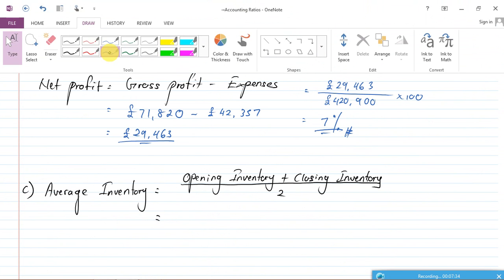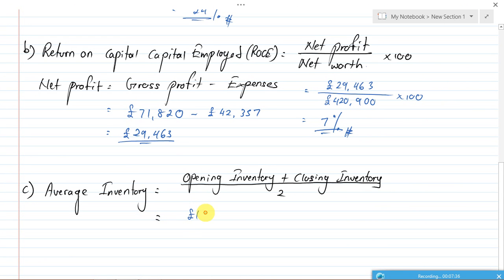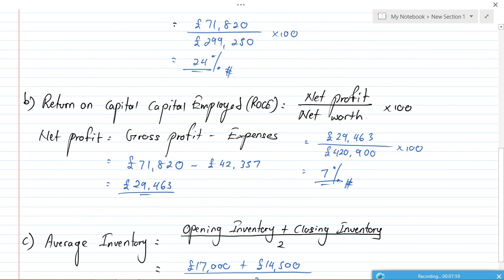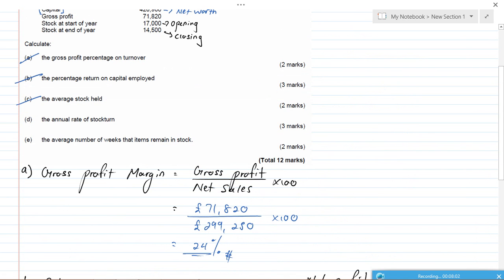Let's start our working. 17,000 plus 14,500 divide 2, which will give you 15,750. So that's our average inventory. So we are done on the part C. Then next, annual rate.